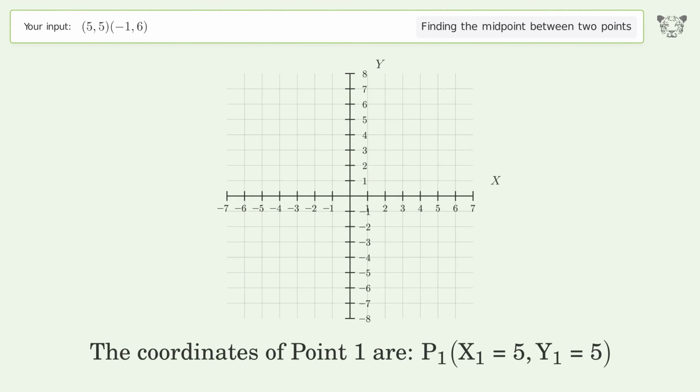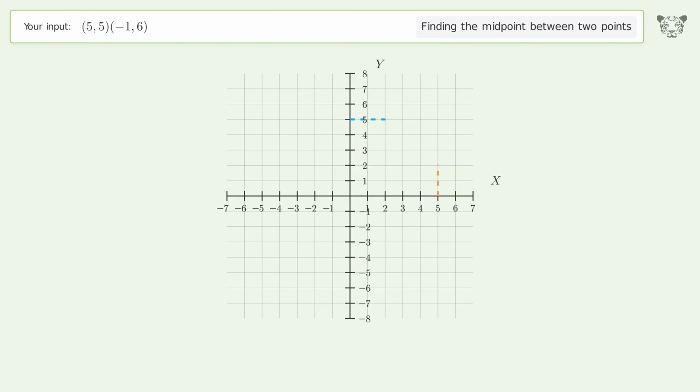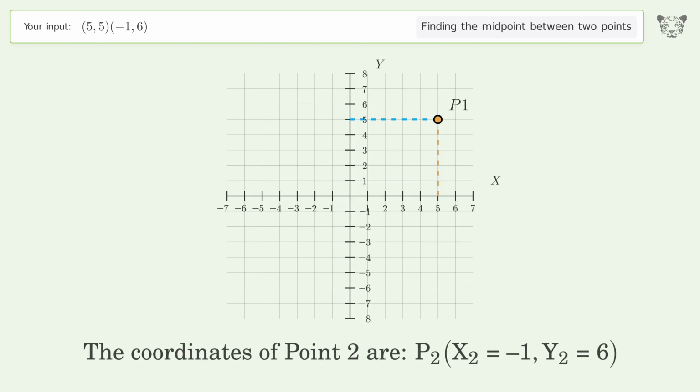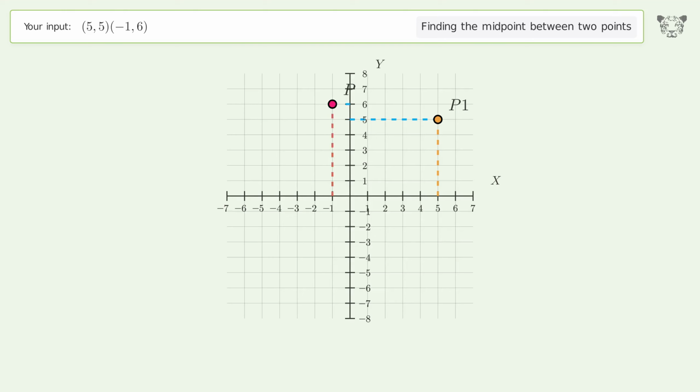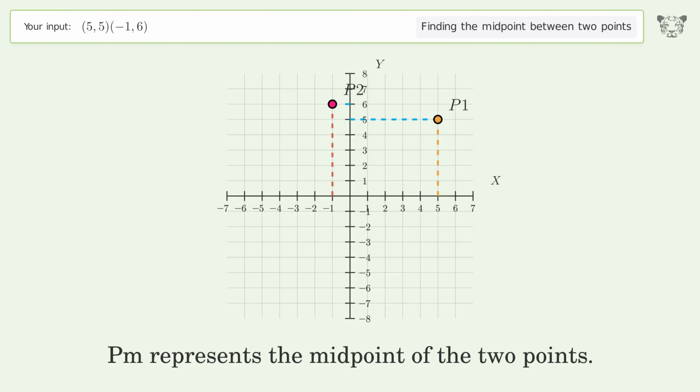The coordinates of point 1 are x1 equals 5, y1 equals 5. The coordinates of point 2 are x2 equals -1, y2 equals 6. PM represents the midpoint of the 2 points.